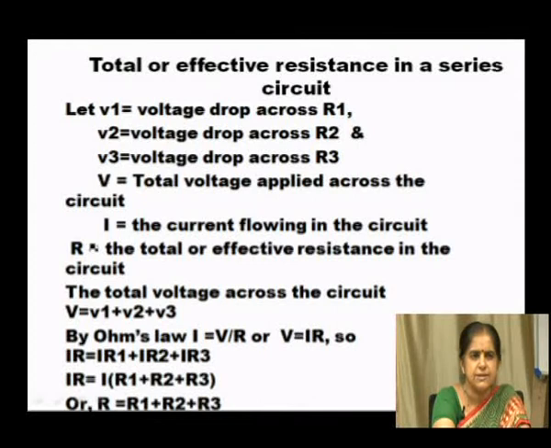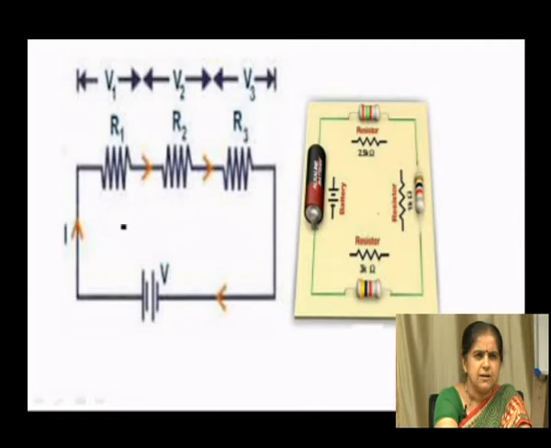So what is the total resistance in the circuit? Let us see now. V is the voltage applied across the circuit. Look into this picture once again. This is the voltage applied across the circuit, and this is the current; these are the three resistors, and these are the three voltage drops V1, V2 as well as V3.